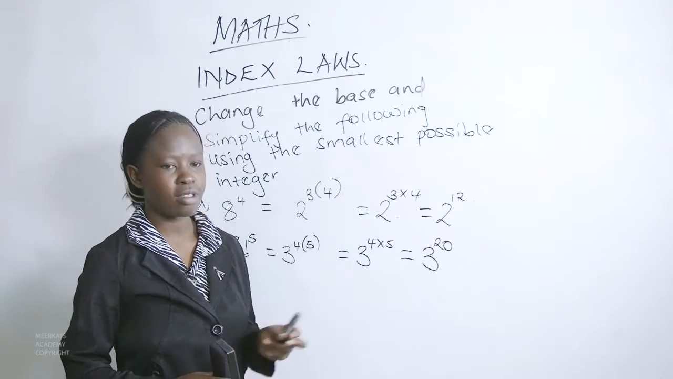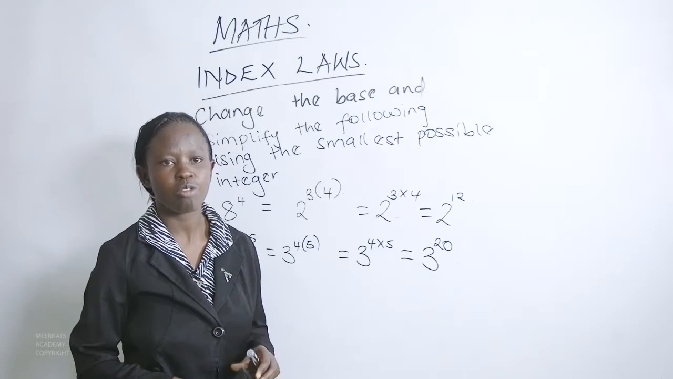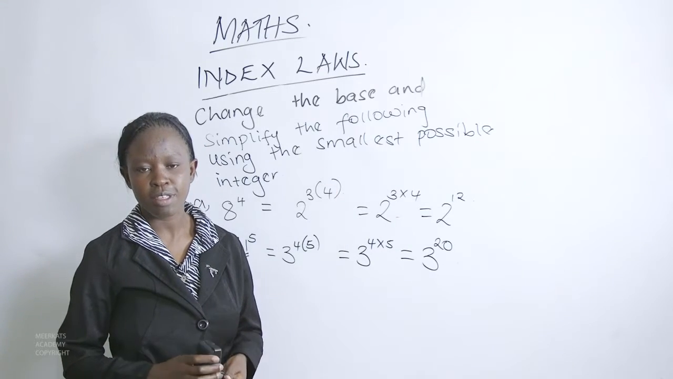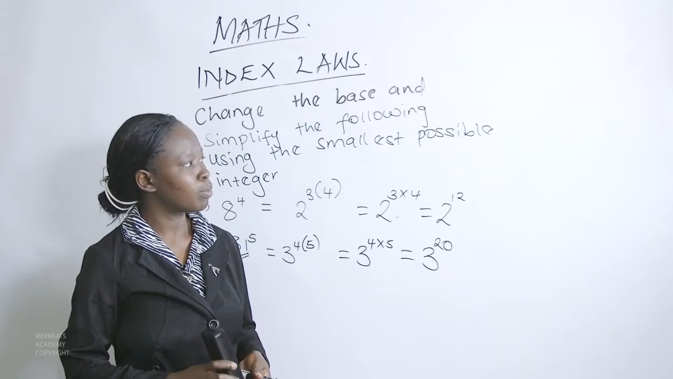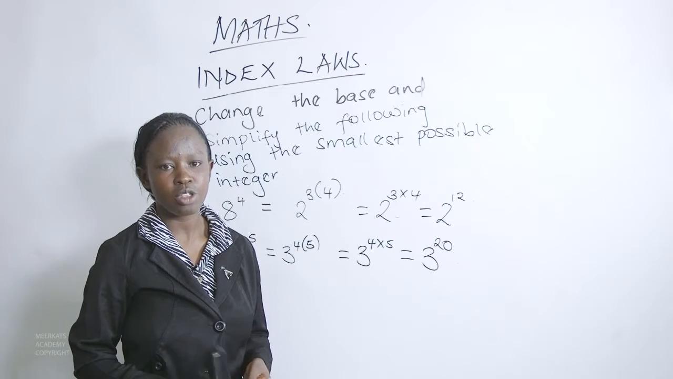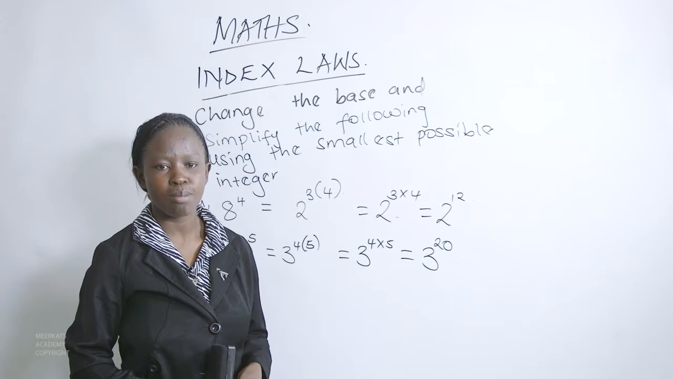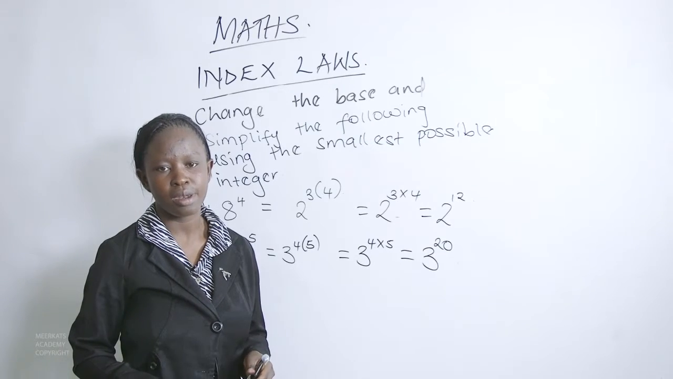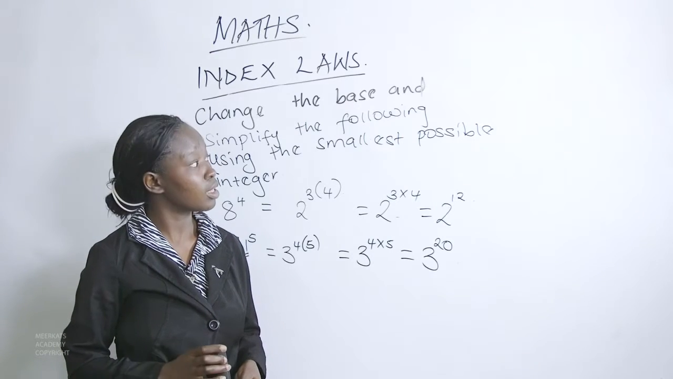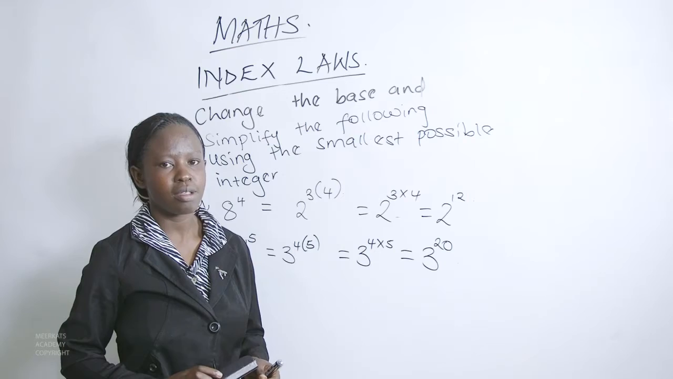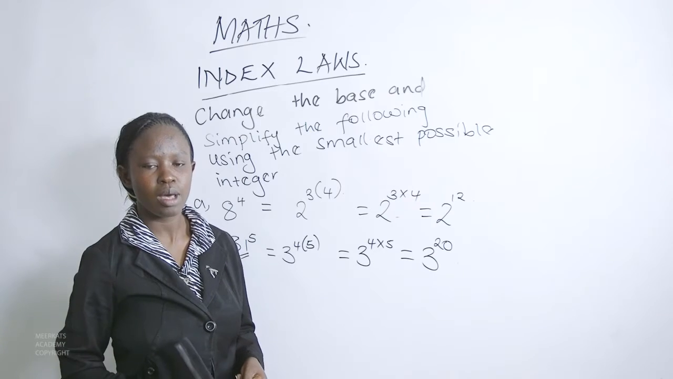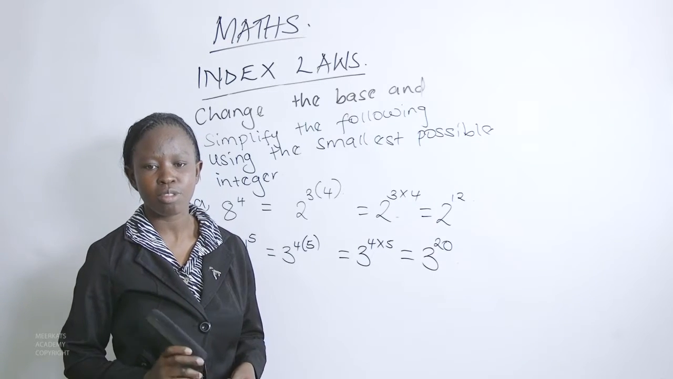In the laws of indices, we've dealt with 3 laws. The first law was the law of multiplication, in that when you have the same base and we are multiplying the numbers, it simply means we add the powers. When we have division and the same base, we simply subtract the given powers. Then the last law that we've dealt with is the power of a power. So when you have a number raised to a power of another power, it means that you simply multiply the given powers.